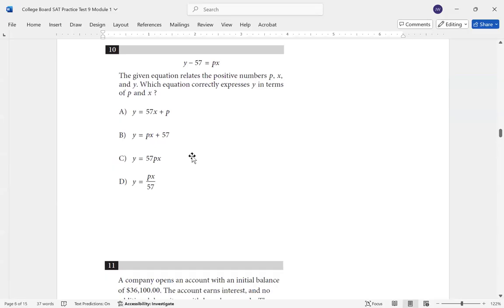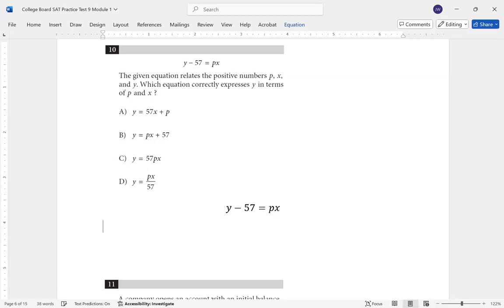Question 10. The given equation relates the positive numbers p, x, and y. Which equation correctly expresses y in terms of p and x? So essentially, when we say expresses y, we want to solve this equation for y. So I take y minus 57 equal to px, and I want to solve for y, which means getting y by itself on one side of the equation. All we have to do is add 57 to both sides.